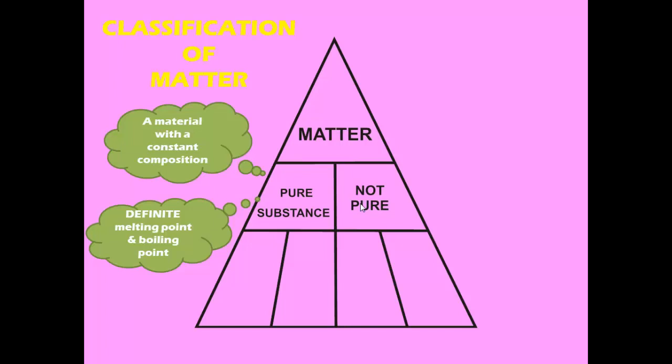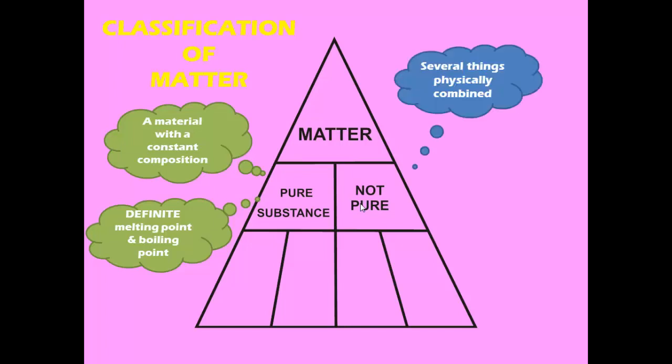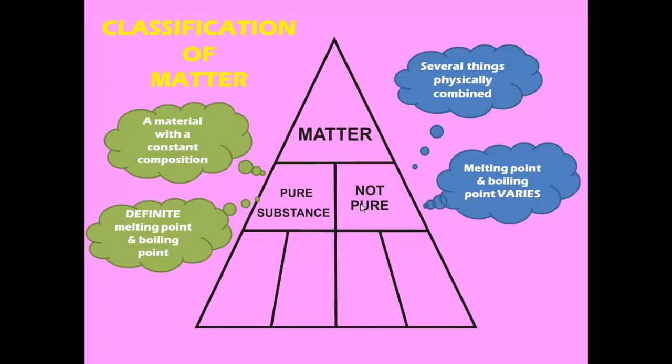On the other hand, there are substances that are not pure. Mixtures would qualify as substances that are not pure. Remember, mixtures have several things that are physically mixed together. When you have things that are physically mixed together, the melting point and the boiling points can vary. In other words, they're not always consistent. They can easily change depending on the ratio of components in the material. Let's look at this idea a little bit further.